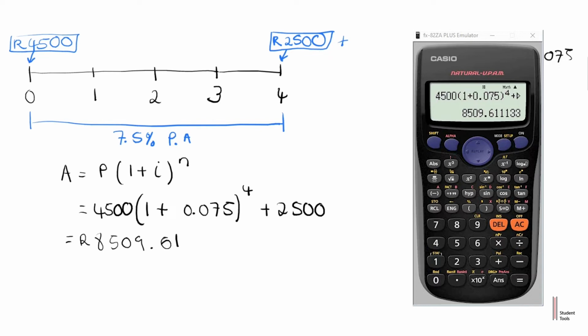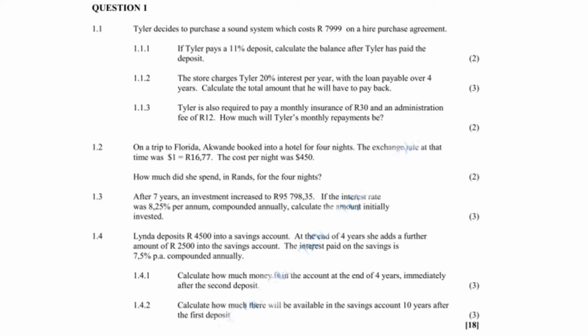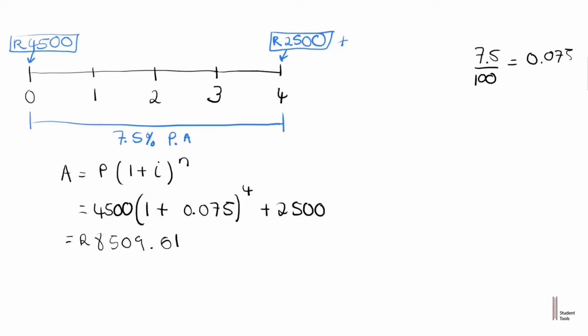Okay, now let us move on to 1.4.2. 1.4.2 says that we must calculate how much money there will be available in the savings account 10 years after the first deposit. Right, so on the previous question, we were calculating the amount of money that is accumulated within the 4 years. And now we are looking for the amount of money that will be accumulated after 10 years after the first deposit. Right, so let us create a 10-year timeline.